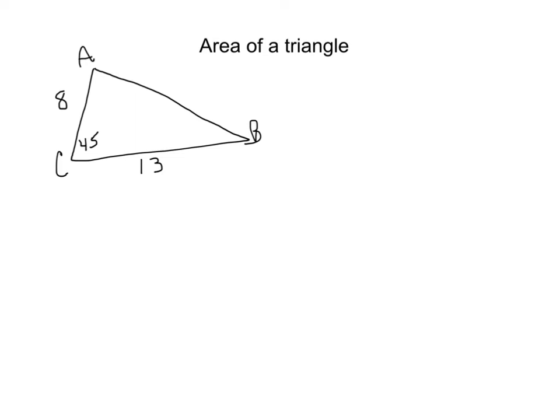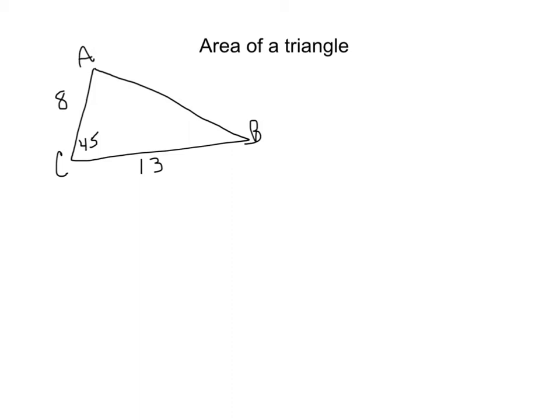We're going to talk about the area of a triangle, and I know you already know the area of a triangle. The area formula is 1/2 times base times height. But what happens in a case like this where you don't have a height, but I have an angle measure here, and I know two sides.